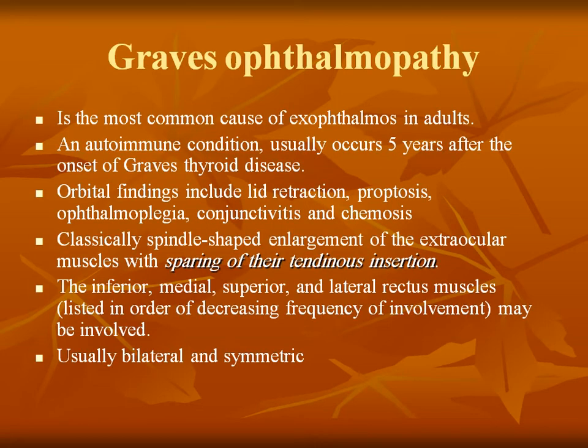Now let's talk about some inflammatory conditions. First, the most famous is the Graves' ophthalmopathy. It's the most common cause of exophthalmos in adults. Autoimmune condition usually occurs 5 years after the onset of Graves' thyroid disease. The orbital findings include lid retraction, proptosis, ophthalmoplegia, conjunctivitis, and ecchymosis.